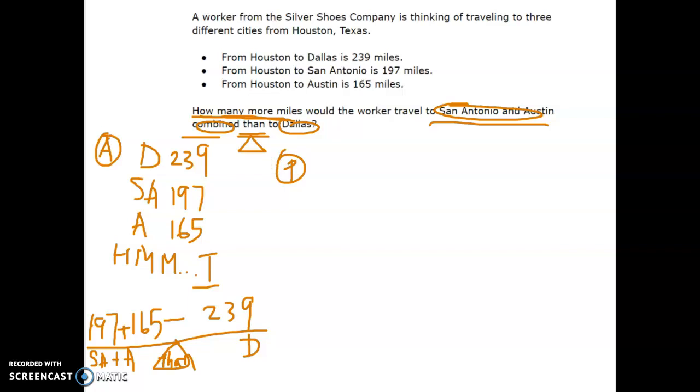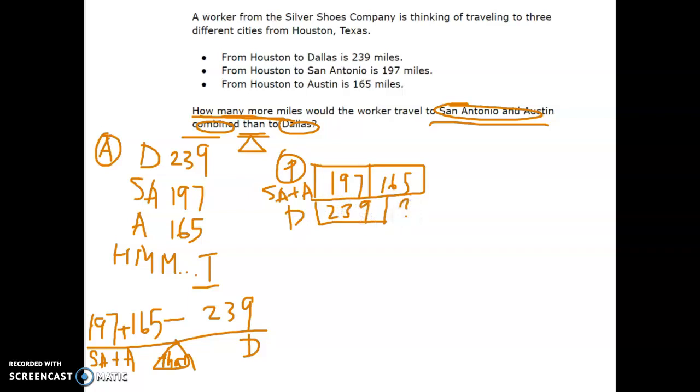Let's make our plan. First, we need to put San Antonio and Austin together, which means 197 and 165 together. Then we need to compare that number to Dallas's number, which is 239. We need to know the difference between them. So this is the part we are looking for.